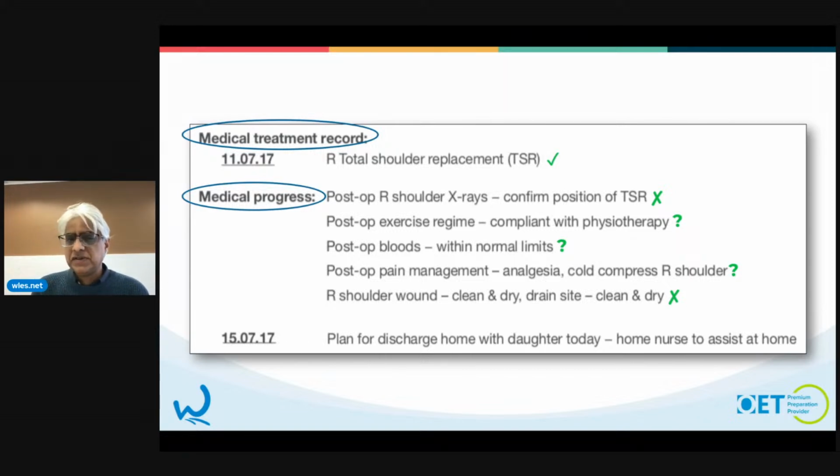Patient compliant with her physiotherapy, her bloods were within range, treated with analgesia, had a cold compress on her right shoulder. When you think about it, there isn't really so much for the home nurse to do here. The home nurse is interested in taking care of the patient. So she's got some background information, but it isn't worth going into too much detail. With the second date, the patient's being discharged today with her daughter, so completely irrelevant. So not too much relevant there at the moment.